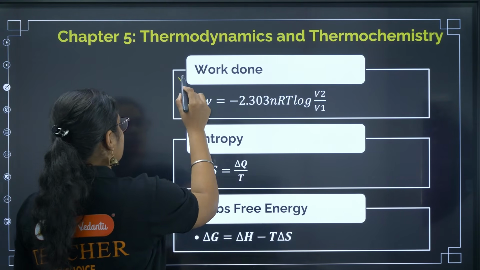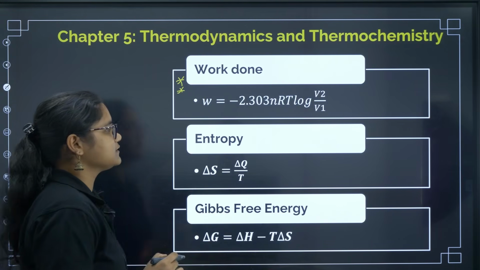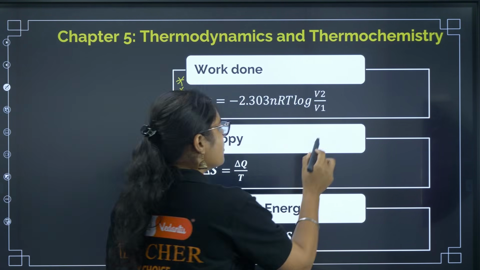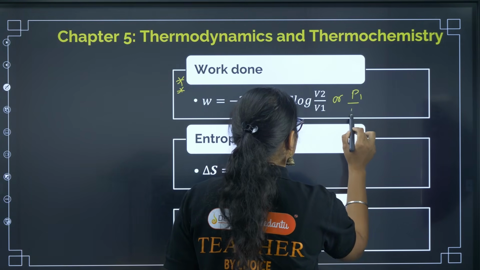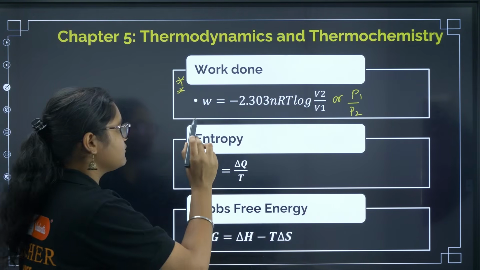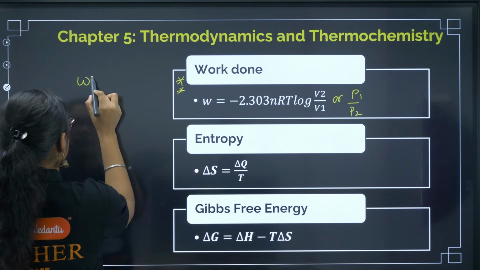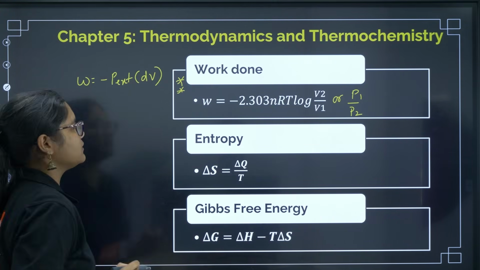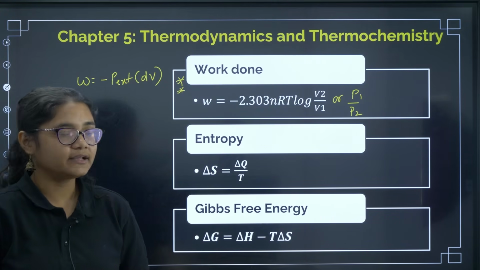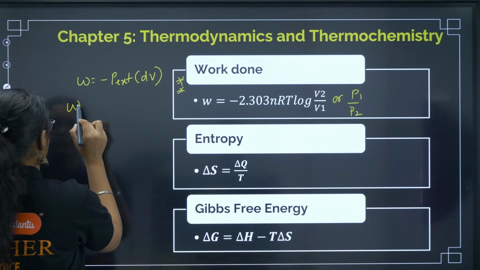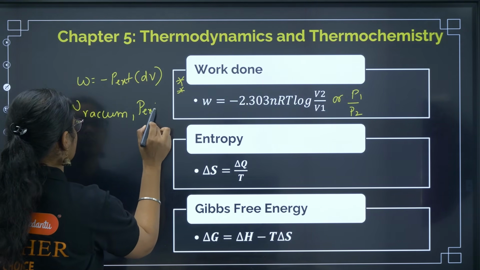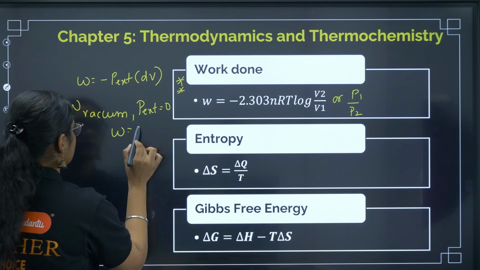Okay, next, work done. This is a very important formula. Work done is equal to minus 2.303 nRT log of V2 by V1, or this can also be P1 by P2. Another formula is work done is equal to minus P external into dV. These two formulas are there for work done. In this, if the work is done in vacuum, P external is equal to 0, so work done will be equal to 0.